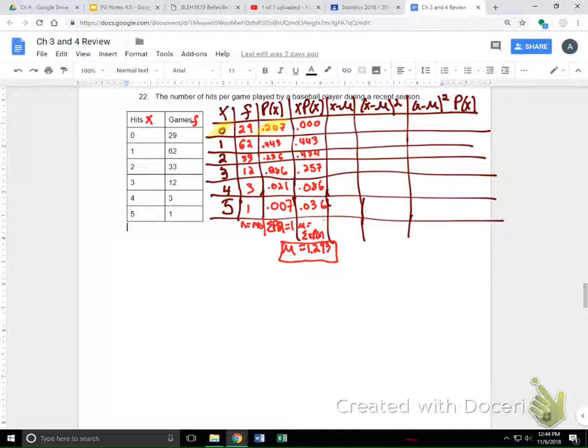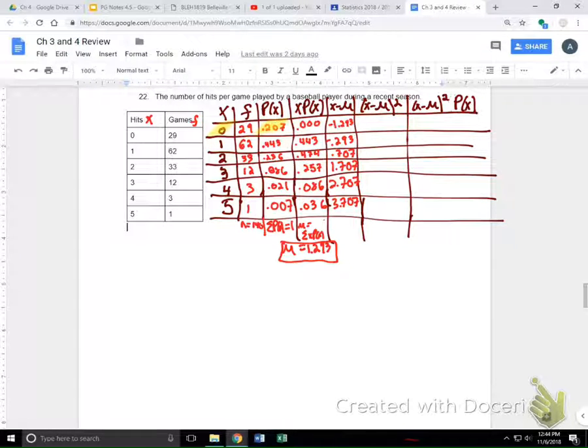Now we take our x column, so it's 0, 1, 2, 3, 4, 5. And we're going to take those values and subtract mu from it, so that's 1.293. And when we do that, we end up with negative 1.293, negative 0.293, 0.707, 1.707, 2.707, and 3.707.